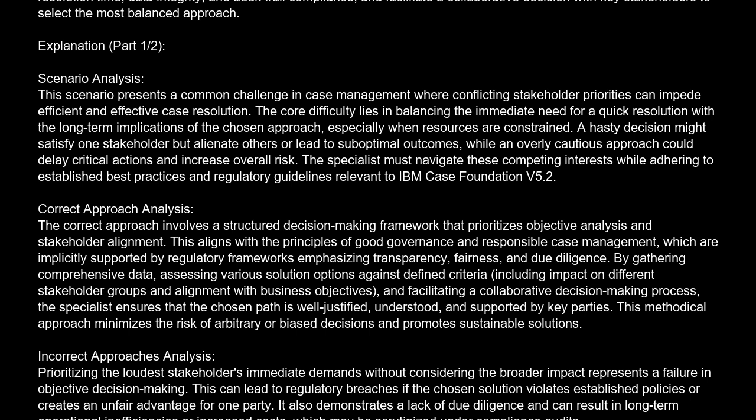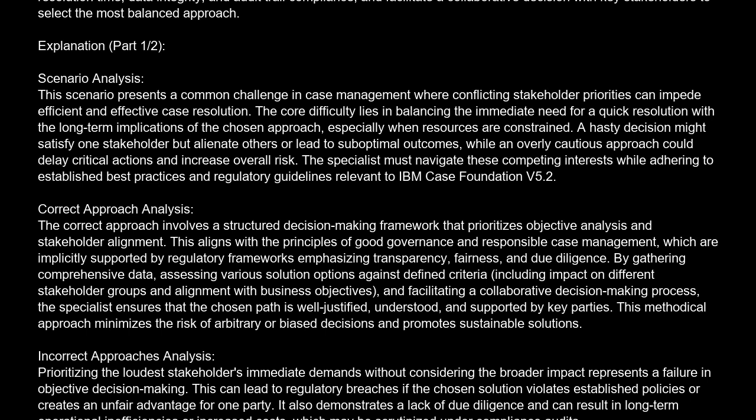Explanation. 1. Scenario analysis. This scenario presents a common challenge in case management where conflicting stakeholder priorities can impede efficient and effective case resolution. The core difficulty lies in balancing the immediate need for a quick resolution with the long-term implications of the chosen approach, especially when resources are constrained.